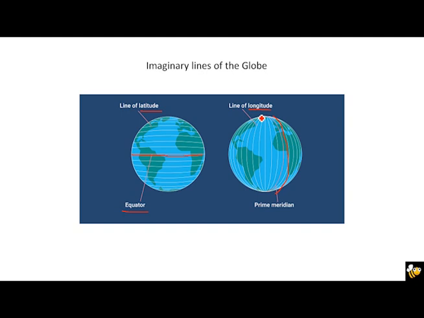So they made this by the Greenwich, where the British Royal Observatory is located, and this is known as the prime meridian. It passes through Greenwich, which is in London. Its value is 0 degree longitude, and from it, if we count on the east side, it is 180 degree, and westward also it is 180 degree. It divides the earth into two equal parts, the eastern hemisphere as well as the western hemisphere.